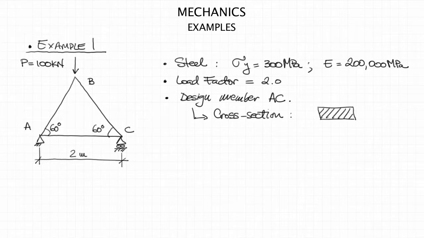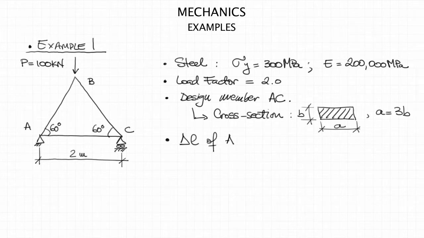which has the longer side A and the shorter side B, and the sides of the cross section are such that the longer side is 3 times the shorter one. In the end, once we have determined the sides of this member, we need to calculate the elongation of this member. So let's start with the first question.